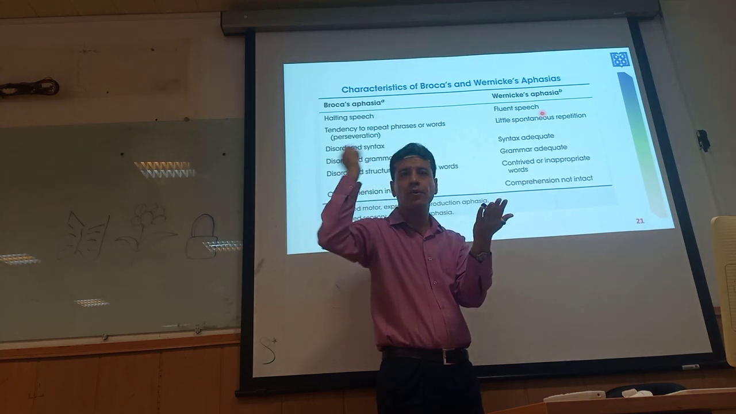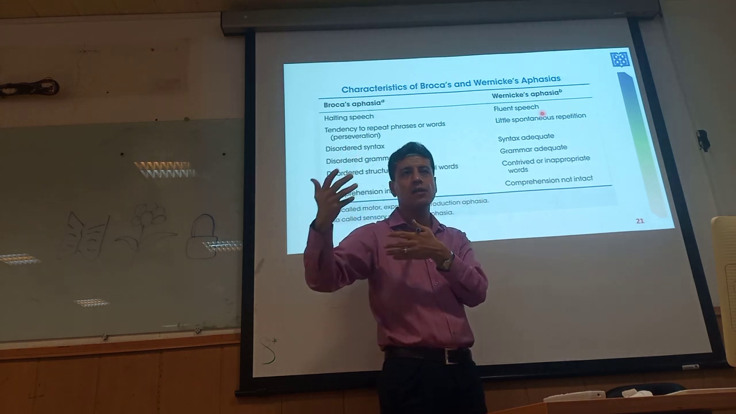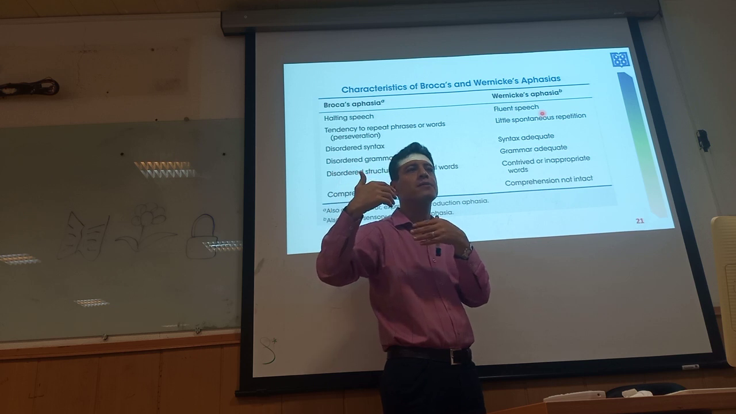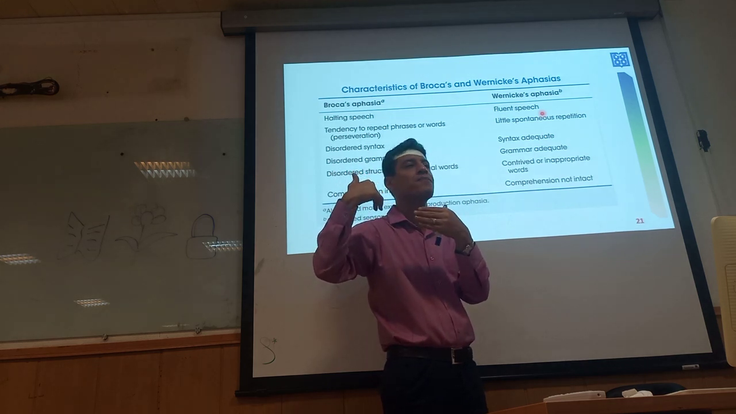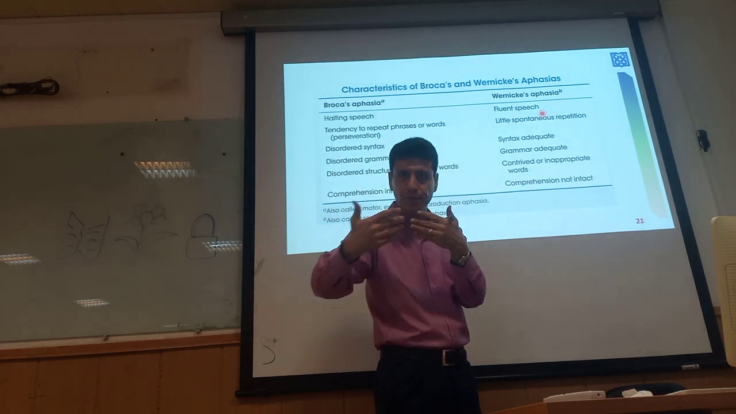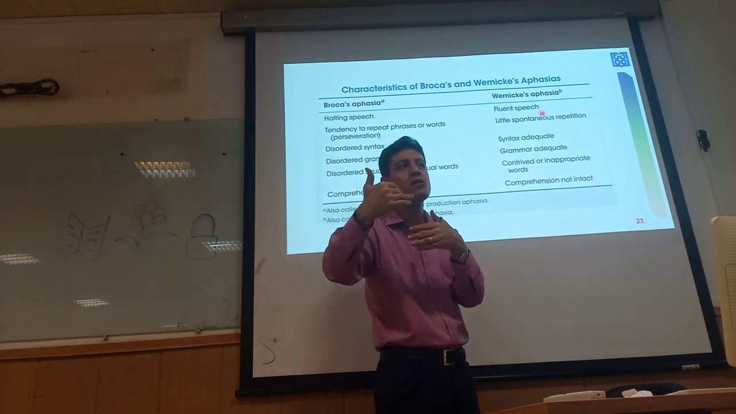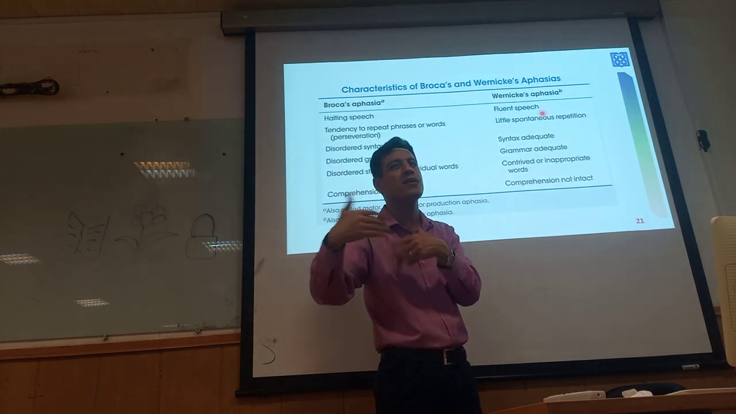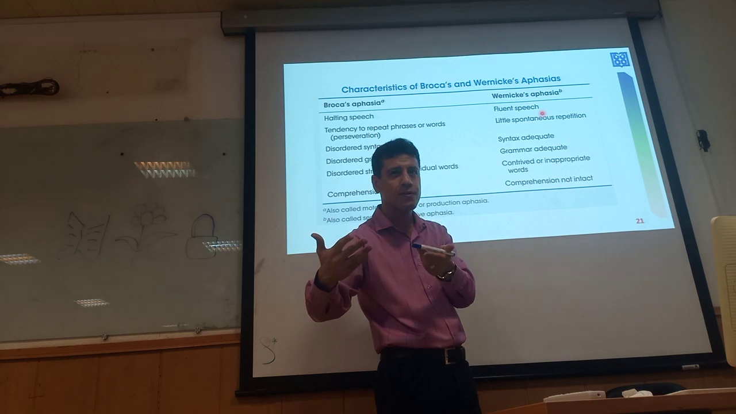Now, in this person, Wernicke's area is lost, so the person doesn't have anything to convey to you. So the speech is unintelligible. It's not understandable to you, right?